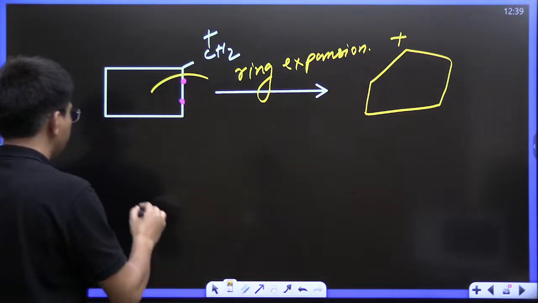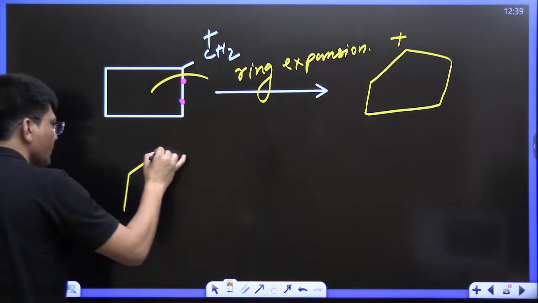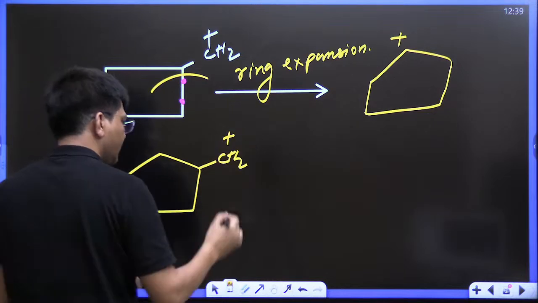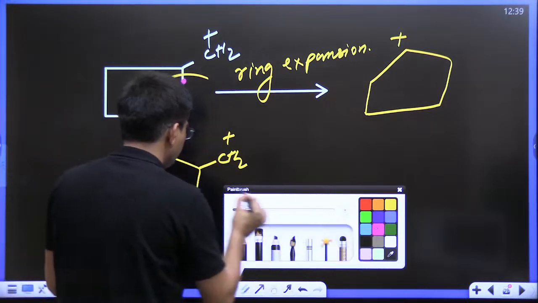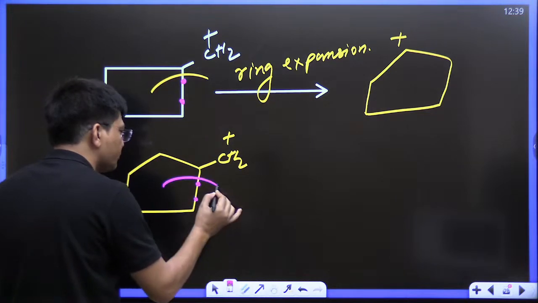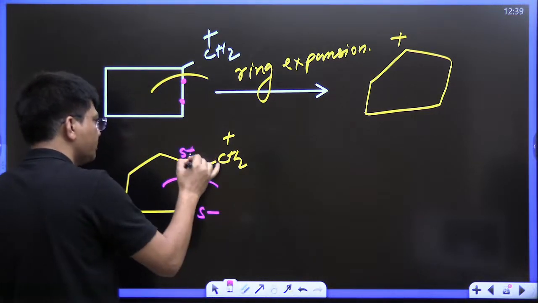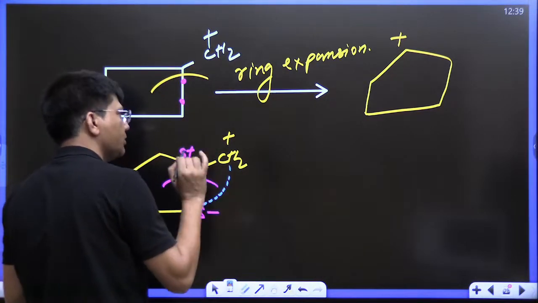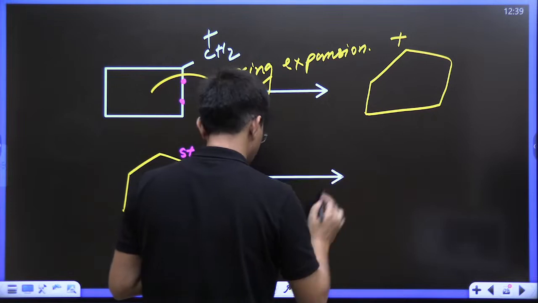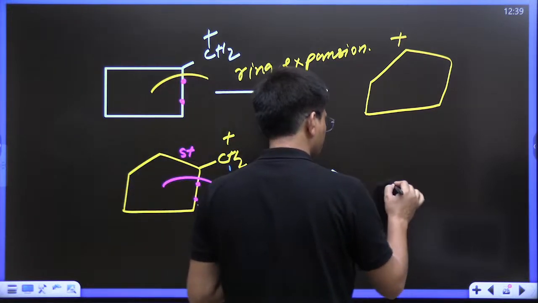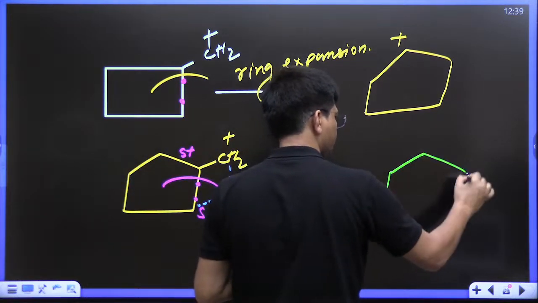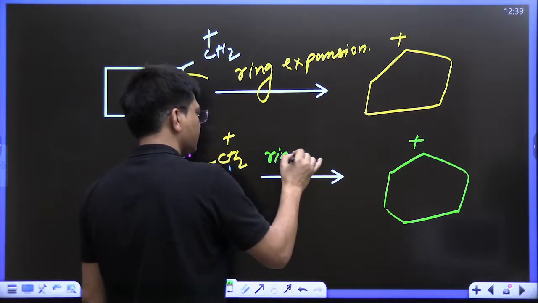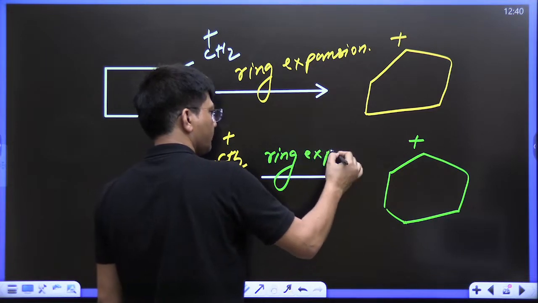Now, if we are provided with a five-membered ring, then definitely the six-membered ring is more stable than the five-membered ring. So this will do ring expansion like this. This carbon will go and join bond with this, and this ring expansion will convert the five-membered ring to a six-membered ring. This is also ring expansion.